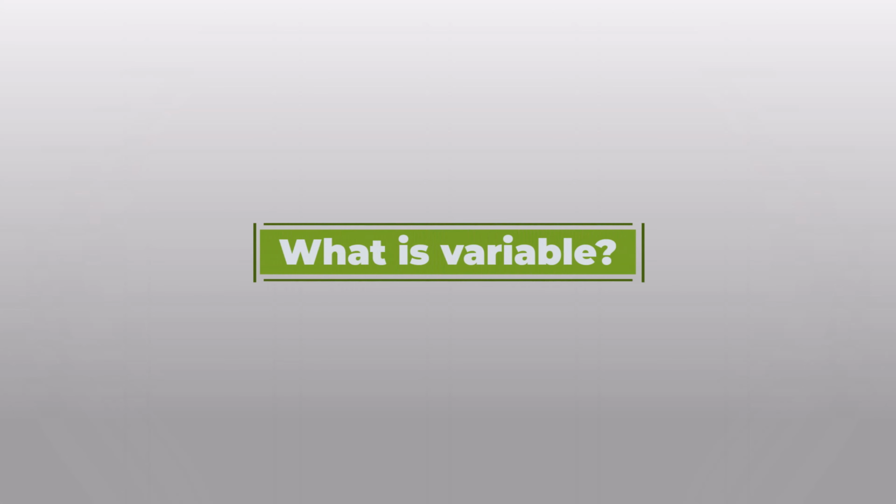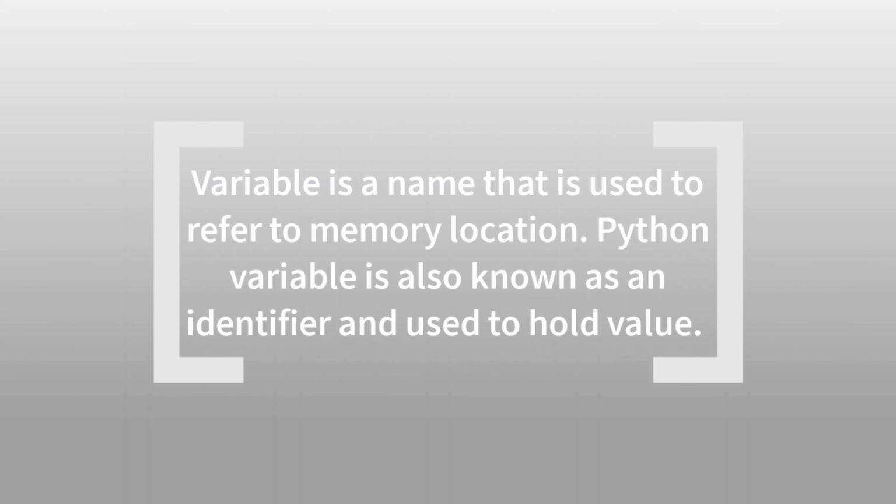Hello, in this video you will learn about variables. First of all, we will learn what a variable is. A variable is a name that is used to refer to a memory location. A Python variable, also known as an identifier, is used to hold a value.